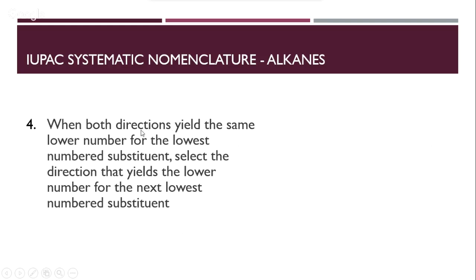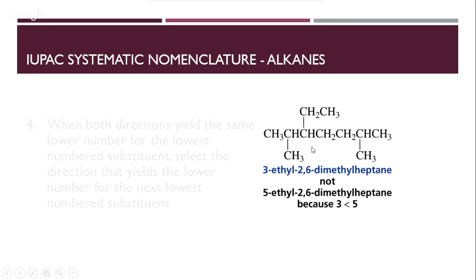The last one is when both the substituent sides are going to yield the same name, then choose the substituent which is coming out first. So you'll realize that it is 3 ethyl 2 6 dimethyl heptane and not 5 ethyl 2 6 dimethyl heptane. Why? Because the second substituent in the sequence is actually getting the lowest number and not the others. Because 3 is less than 5, that is what we choose.